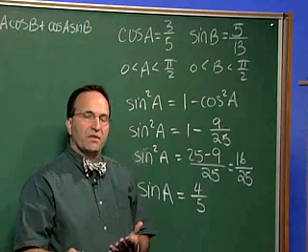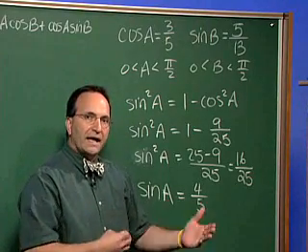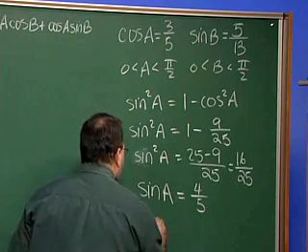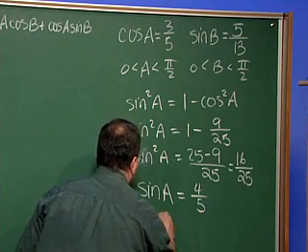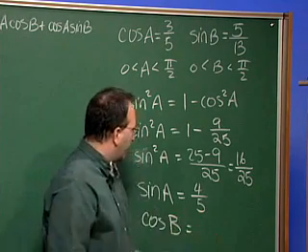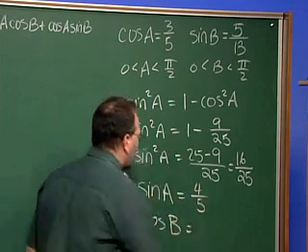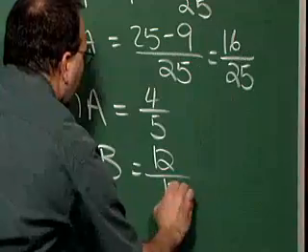That is, you could use the Pythagorean theorem, go through that exercise to find the cosine of B. But again, using the Pythagorean theorem, the cosine of B will be 12/13.